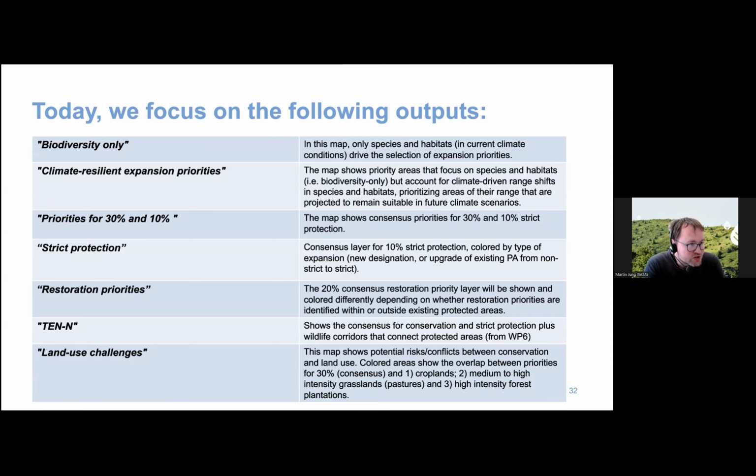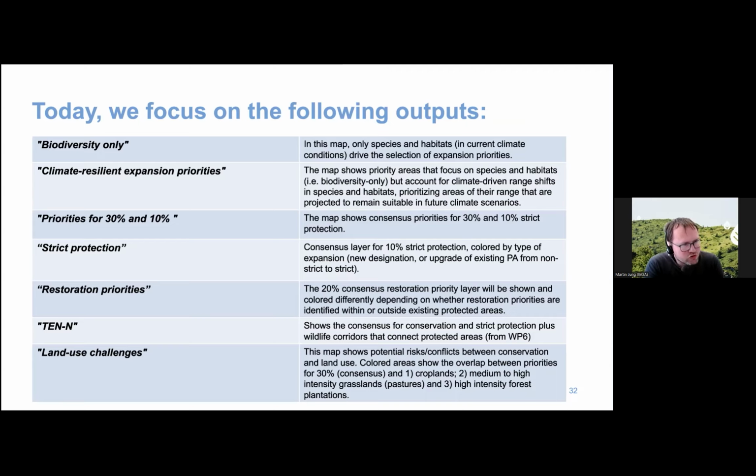One is on climate resilient expansion priorities, with particular emphasis on the climate resilience of the protected areas in terms of future climates. You can already see the difference here and the nuances, and how this will change allocations in areas. One will show you the protection priorities for 30% as well as 10% directly on top of it. And one focusing more specifically on strict protection.